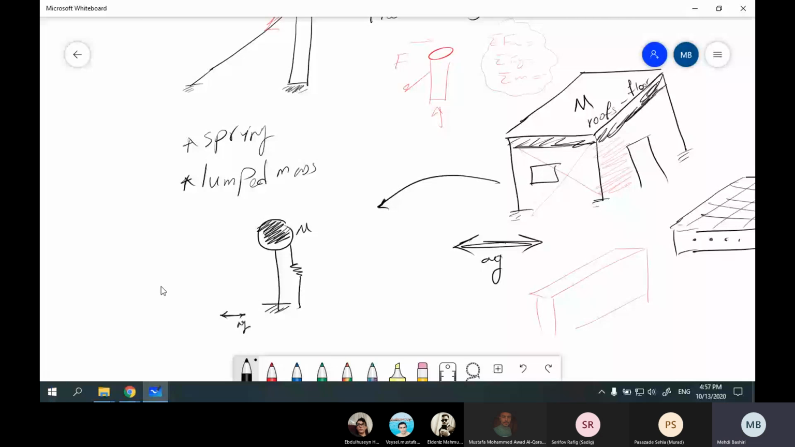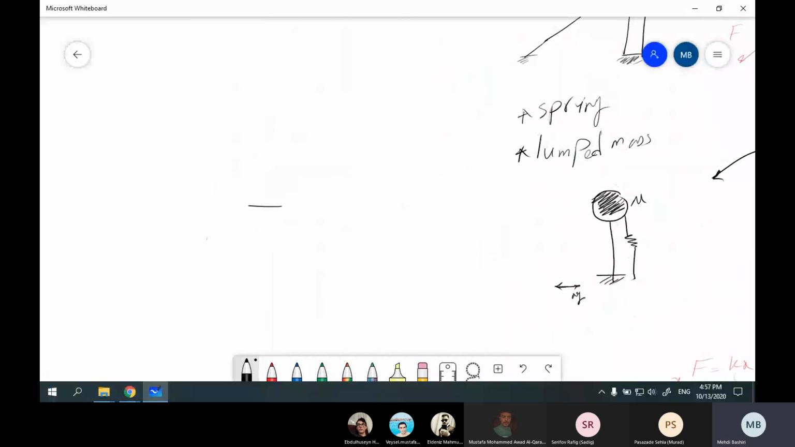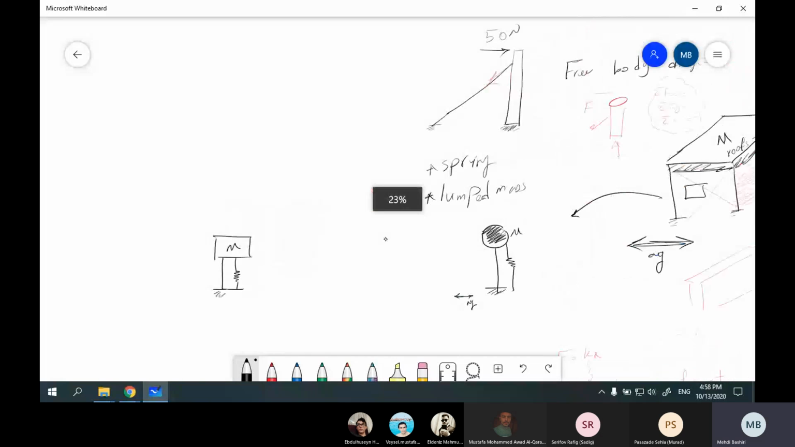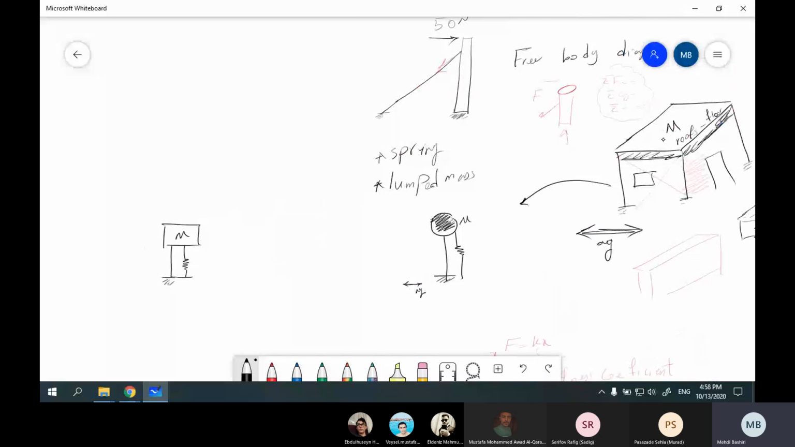Let me show it in this way. This is our structure with the weight of m, the lumped mass. This is the ground. This is the spring. I'm simplifying this complicated structure. I showed the masses of this structure with this box, and I'm showing elements such as braces or shear walls with this spring.